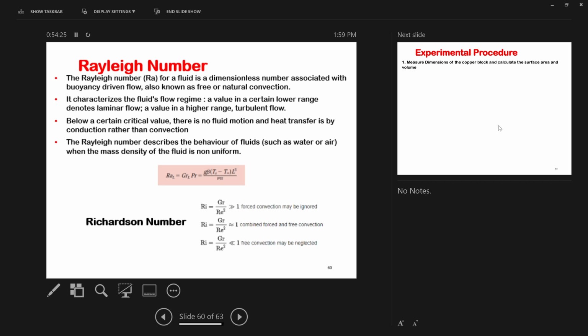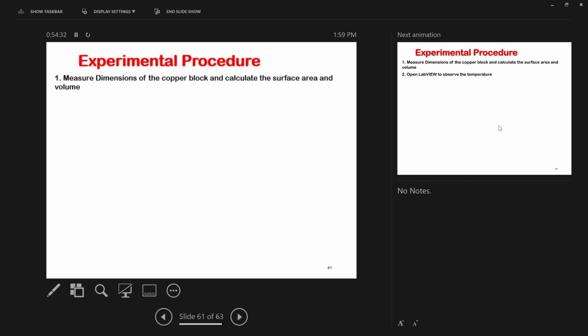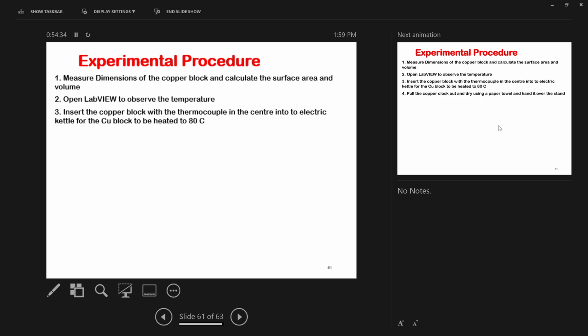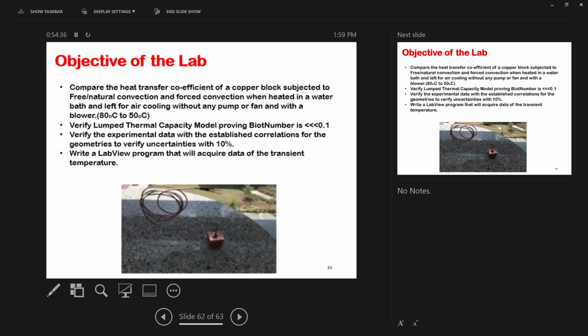Okay. Well, let's talk a little bit about the experiment and then we'll be done for today. Let me actually go over the copper blocks first.